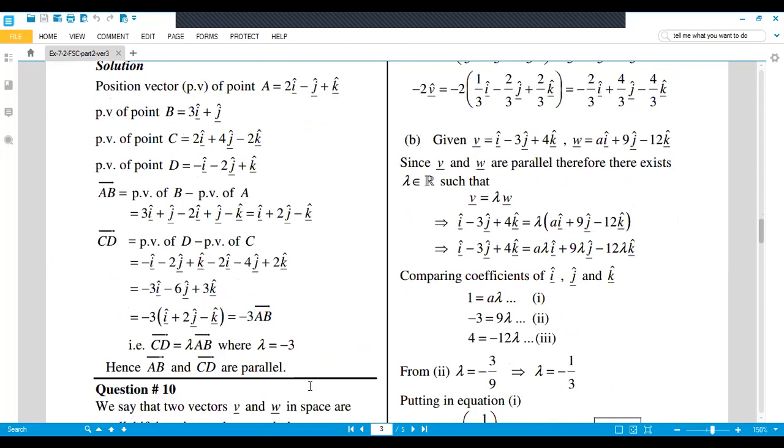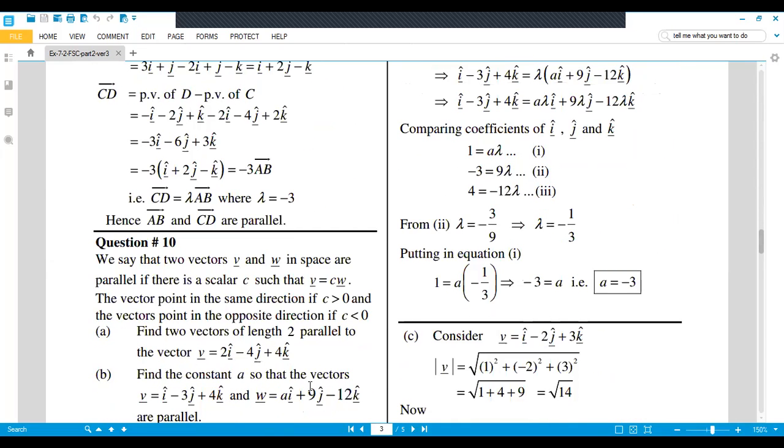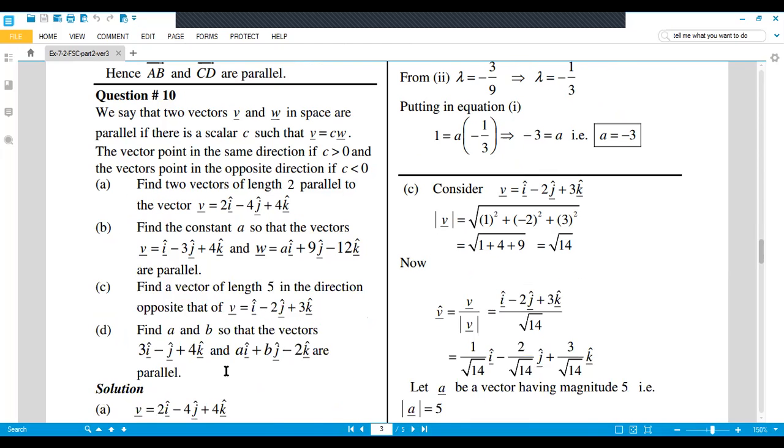Question number 10. We say that two vectors v and w in space are parallel if there is a scalar c such that v is equal to cw. The vectors point in the same direction if c is greater than 0, and in the opposite direction if c is less than 0. Part A is to find two vectors of length 2 parallel to this vector. Parts B, C, and D are also given.